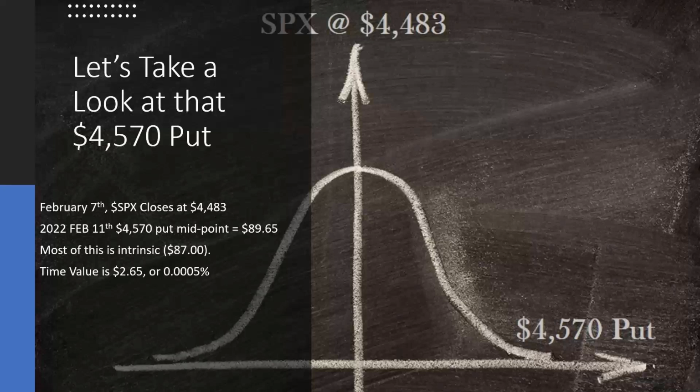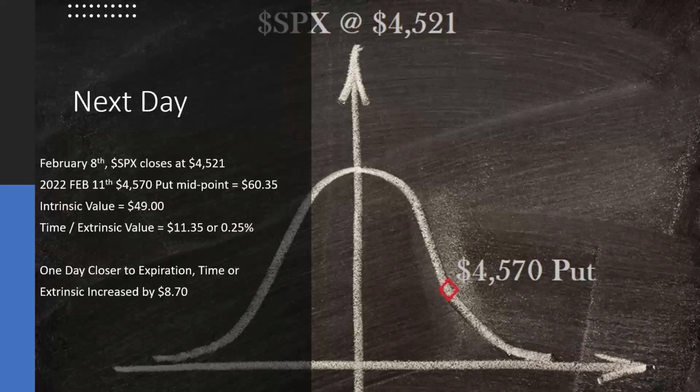On February 7th, she was already in the position, but SPX closed at 44.83. The 44.70 had a midpoint price of 89.65, but most of that was intrinsic, isn't it? This had gotten away from the 45.70 put, which is up here on the in the money side for the puts of the at the money bell curve, and SPX is at 44.83. The time value was only 265 or 0.005%. 4 days remaining to expiration. And as we lead up to the scenario that Lisa was having a dilemma about, we go to February 8th.